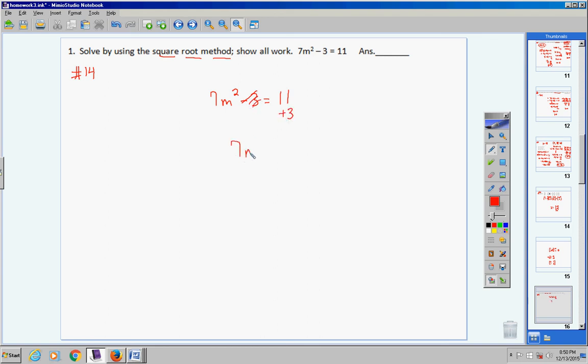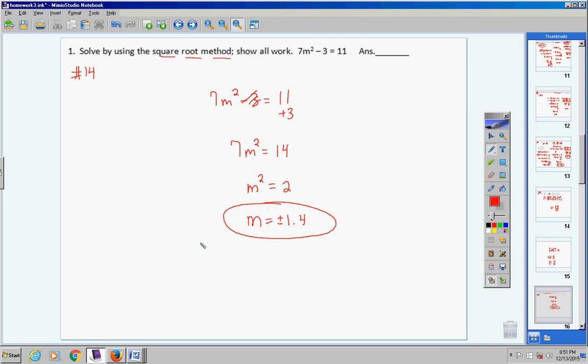So I'm left with 7m squared equals 14, okay? Now divide both sides by 7. M squared equals 2. Now, we can take the square root of both sides. The square root of m squared, of course, is m. And the square root of 2 is 1.4. Now, don't forget, and a lot of you forgot this on your last test, positive, negative. Positive, negative is very important, okay? So there's the answer. Square root method.